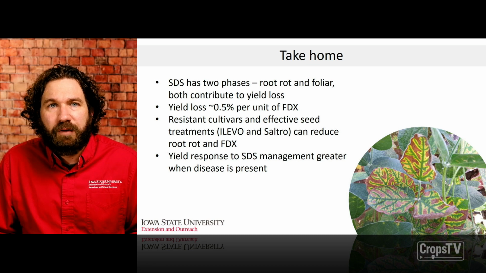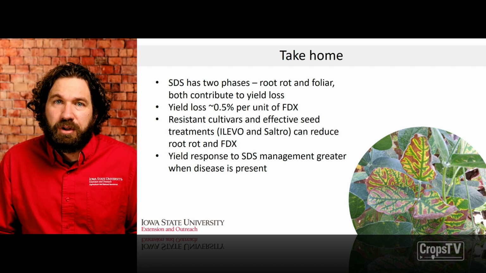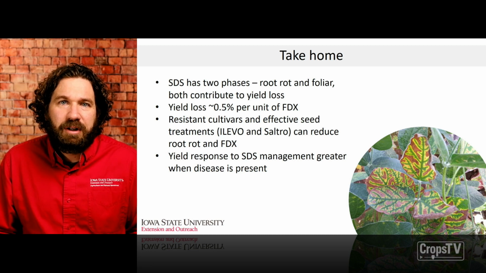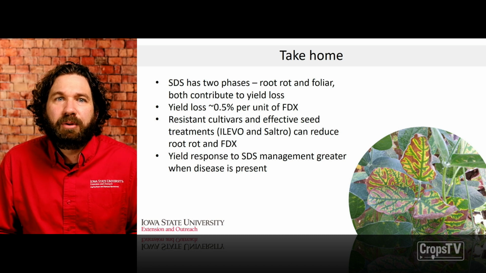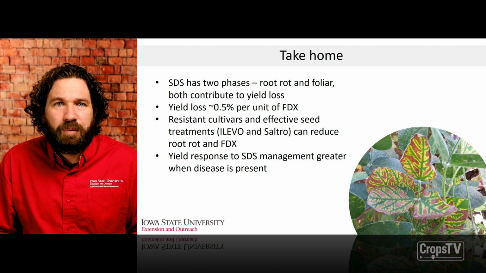It has root rot and foliar, and they both contribute to yield loss. I think 2020 is a great example of a year where we saw yield responses in some of these effective seed treatments, even in a year where we didn't have a lot of foliar symptoms, but we still had some root rot out there. That FDX, just remember, we're losing about 0.5% for every FDX value.